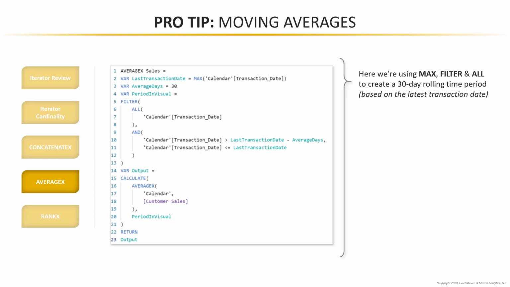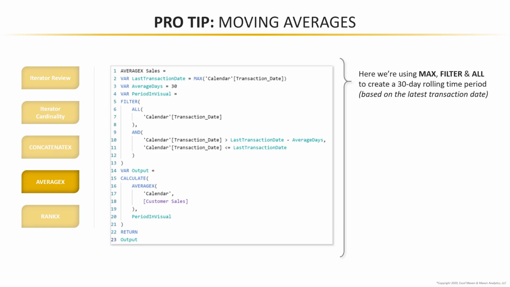First up, we're using variables to define certain parameters for our inputs. The first one that we're using is for last transaction date. And we're using a MAX function here that is going to look at our max transaction date based on our current filter context and our visual. Next, we're defining the average days. So this is the number of days that we actually want to adjust by within the period. Right? So we could update this to 7 to look at the previous week, 14 for the previous 2 weeks, and so on and so forth.